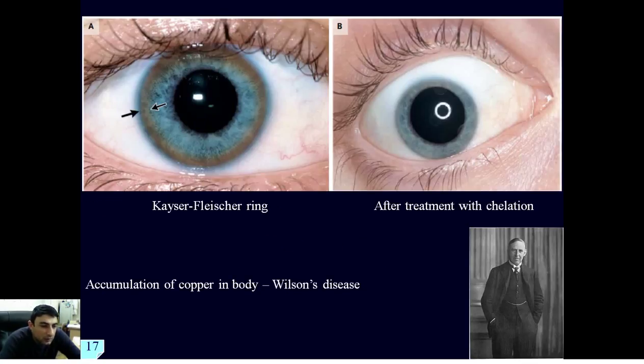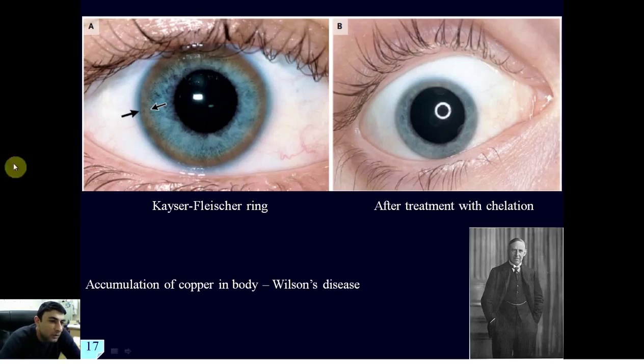And in terms of copper, one, again, maybe uncommon, but interesting sign that some teachers always like to ask about, and even in the House MD TV show, you probably remember quite commonly, they are excluding or confirming a diagnosis of Wilson's disease based on this finding, the so-called Kaiser-Fleischer ring, which is this discoloration found here. And in this case, really after chelation, we see that this discoloration is completely absent. So it shows that we doctors were able to properly treat this disorder.